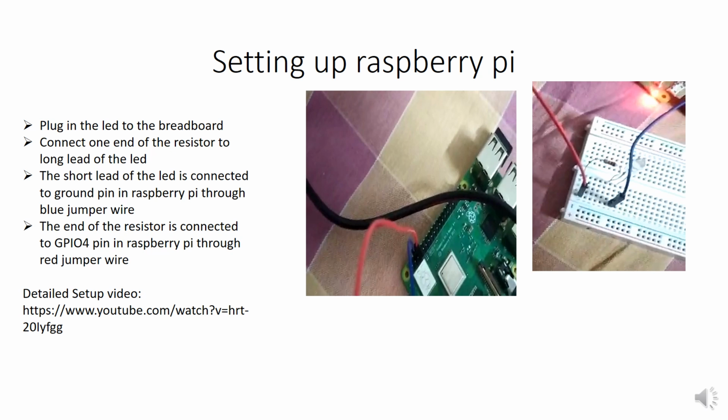So, setting up the Raspberry Pi. First, we need to connect the LED to the breadboard. Then, the long lead of the LED should be connected to the resistor, and the short lead of the LED should be connected to the ground pin of the Raspberry Pi through the blue jumper wire, and the end of the resistor should be connected to the GPIO pin, that is an output pin. So I am taking the GPIO 4 pin here. Through a red jumper wire I have connected it.